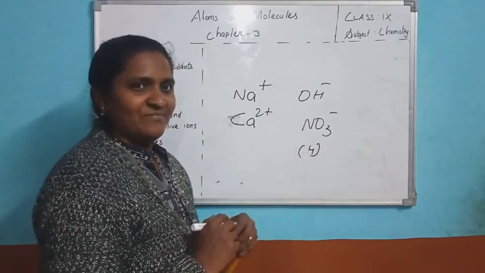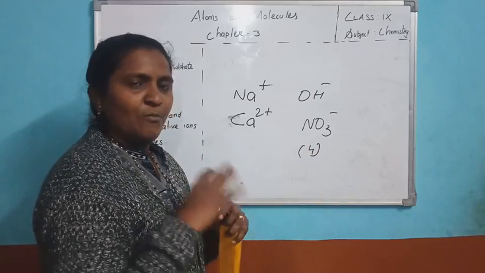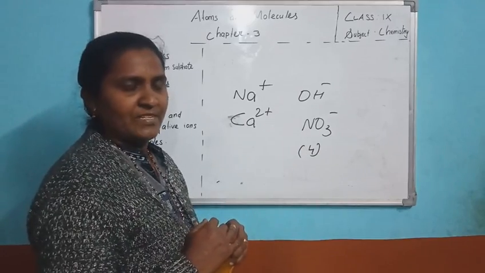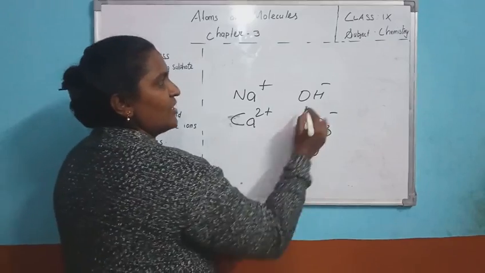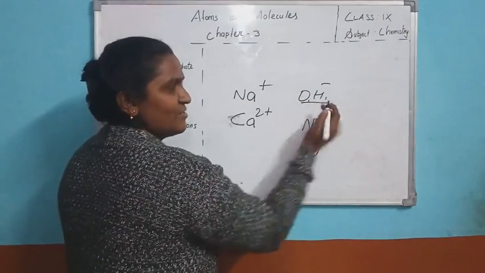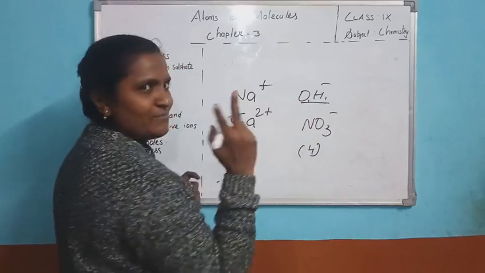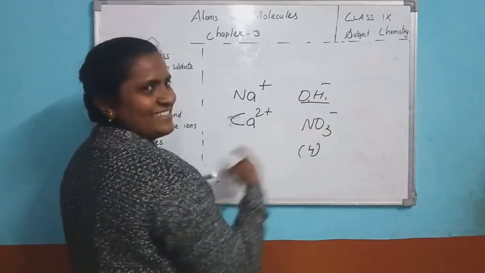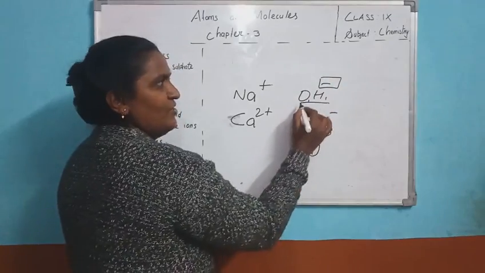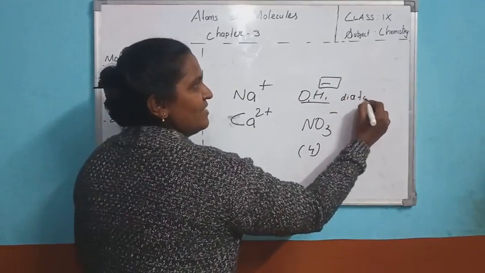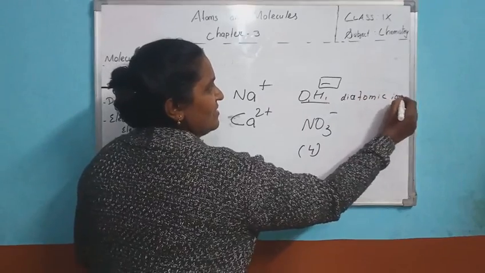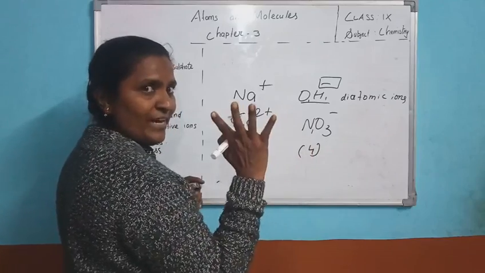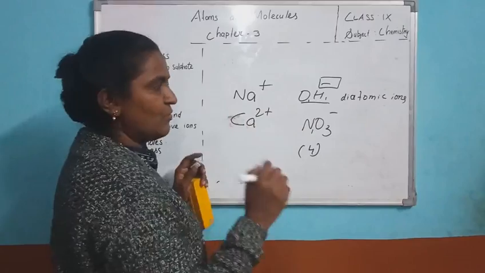If the charged particle has more than 3 atoms, we can say polyatomic ions. Clear? And this is only 2 atoms, isn't it? Atom means you look at the base. How many atoms are present? 2 atoms, so it is diatomic ions because it is charged particles. And this one, nitrogen 1, oxygen 3, overall 4 atoms.